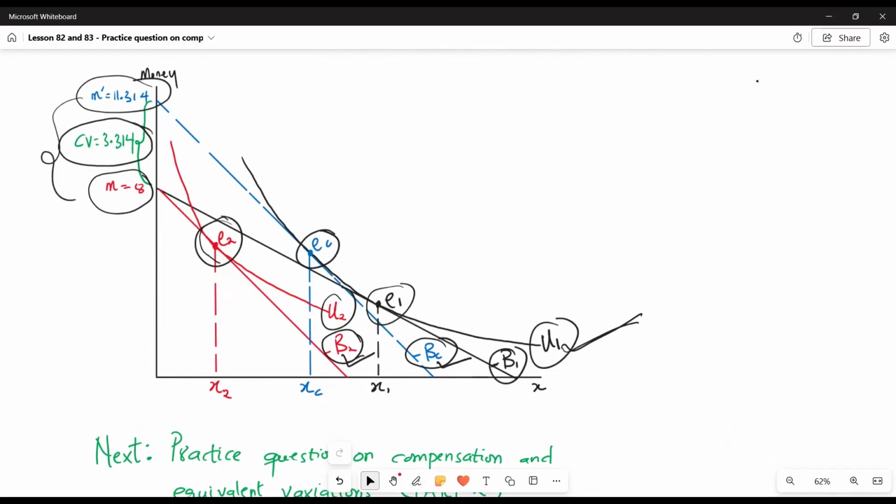So this is all that we have on the first part of our practice question on compensating and equivalent variation. In our next lesson, we'll be moving on to part 2 of these practice questions, but focusing on equivalent variation.